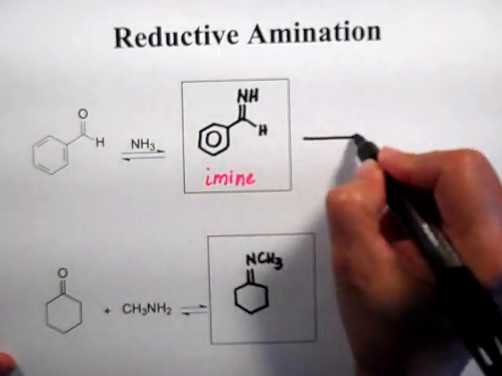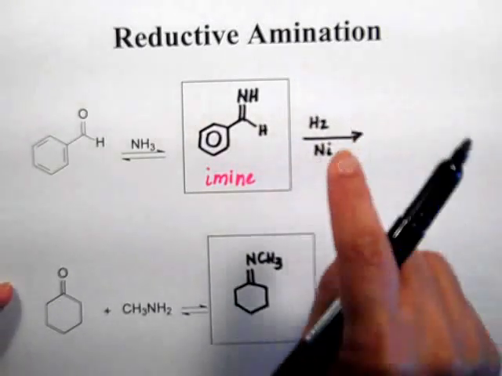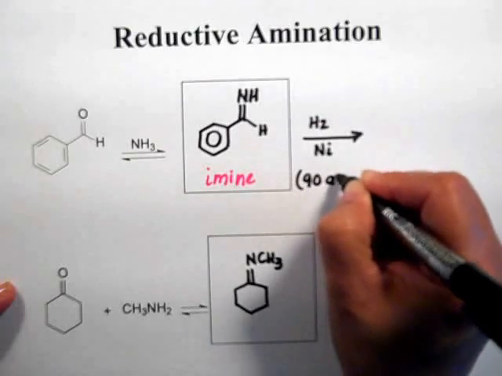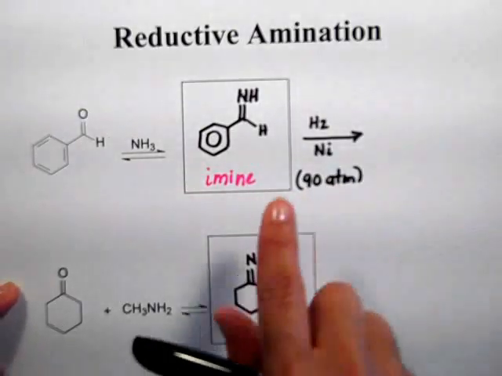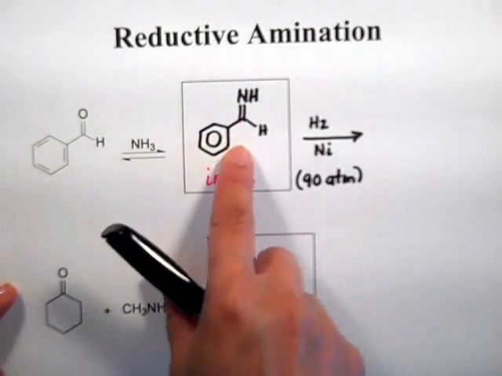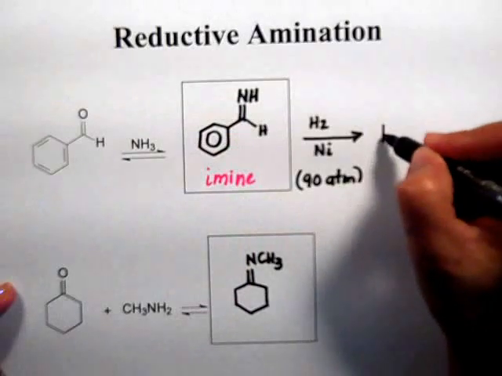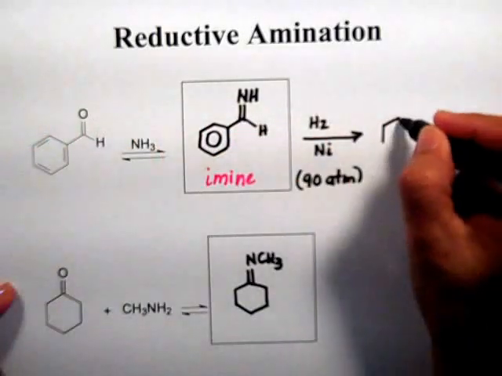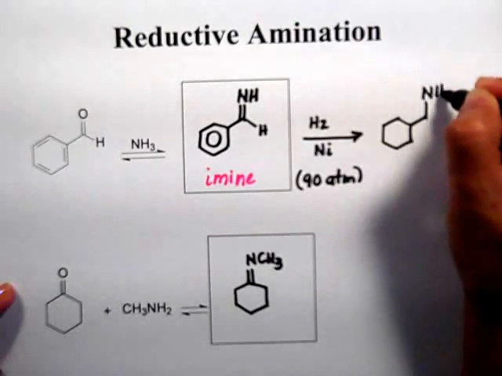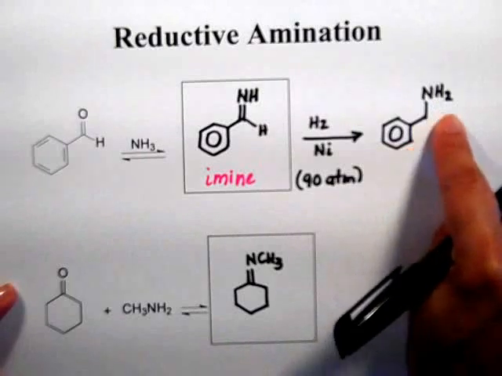The first one is just a hydrogenation reaction. So we're going to hydrogenate using nickel, and the pressure that we're going to use is 90 atmospheres of hydrogen. Now notice that this is an equilibrium reaction, so at any given point I have aldehyde and I have the imine in here. So this is more selective towards the carbon-nitrogen double bond. I have to take into account that I do not want to reduce the aldehyde. I want as much amine as I can get as product. So this is a primary amine, this is benzylamine.